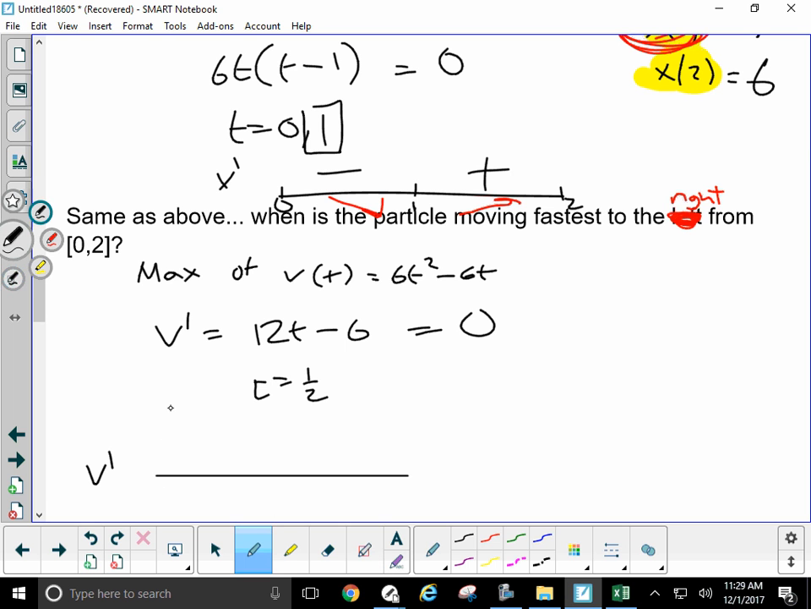Check your answers with a neighbor. And I would like you to find the max velocity. Not only when is the particle moving the fastest to the right, but what is the max velocity? Check with your neighbors.